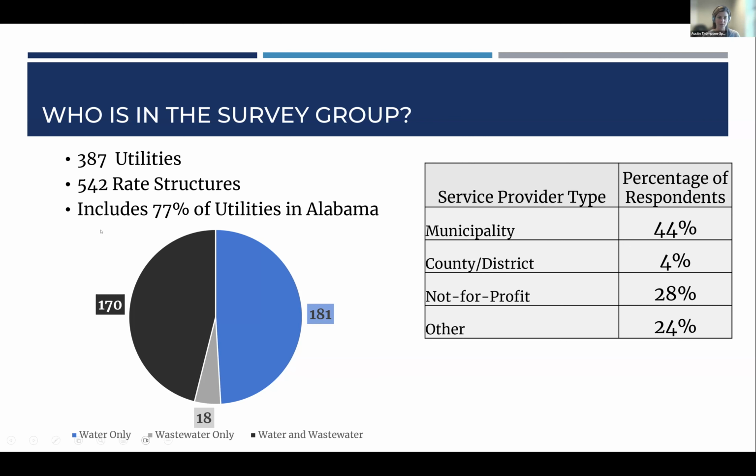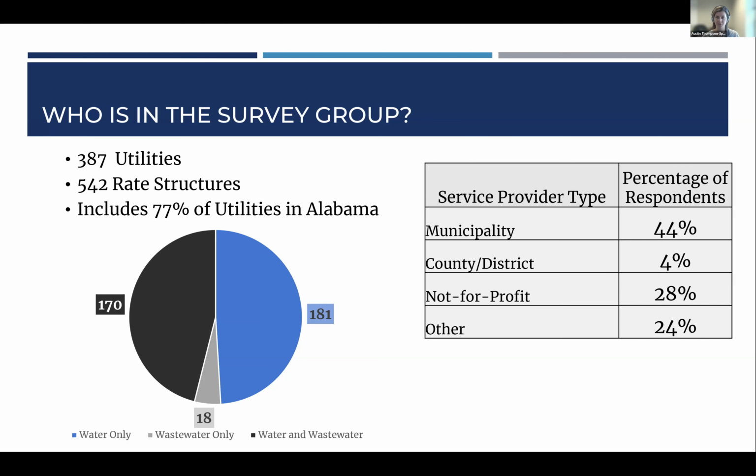Those 387 utilities include about 77% of the utilities in Alabama, so we did have a relatively large response rate in terms of the general scope of utilities in the state. The table to the right shows the general breakdown of our respondents based on the type of service provider that they are. Just under half of the utilities within our survey are municipalities. The second largest is not-for-profit utilities. 24% fell into the other category, which captures anything other than these 3 categories here. And about 4% of our utilities were counties or districts.